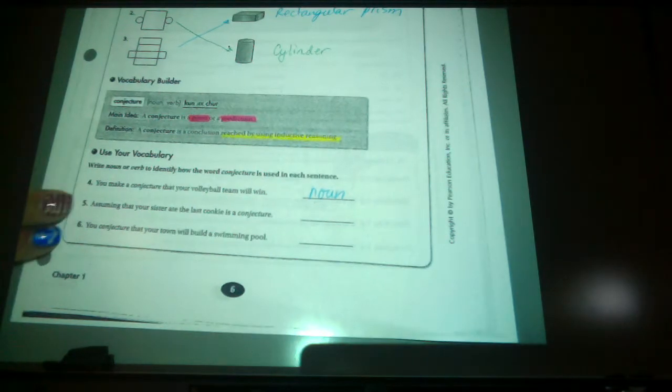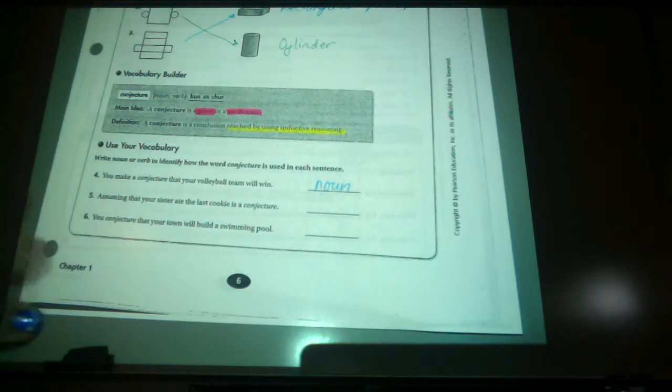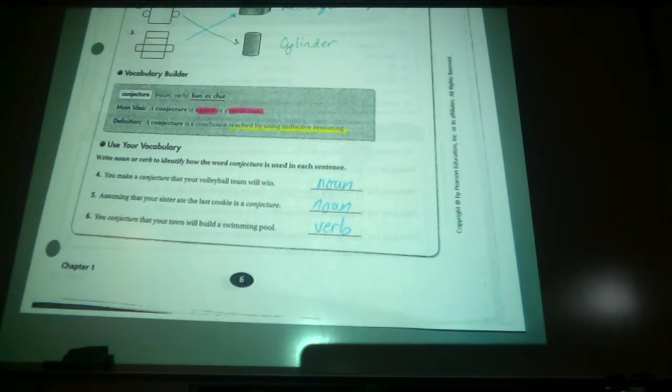Assuming that your sister ate the last cookie. Oh, wait. Assuming that your sister ate the last cookie is a conjecture. That is a noun, isn't it? Look at the difference between these two. You conjecture, isn't that your verb now? Yep. So this is your noun. And this one would be your verb. Typically your conjecture is going to be a noun. But the way they've written in number 6, it becomes a verb. All right, so flip it. Turn it.